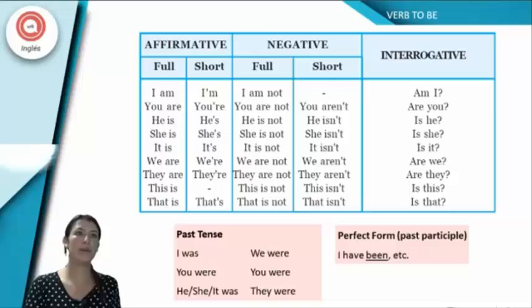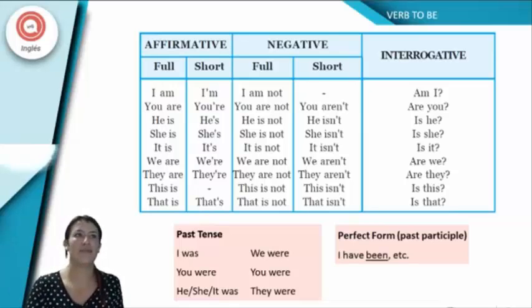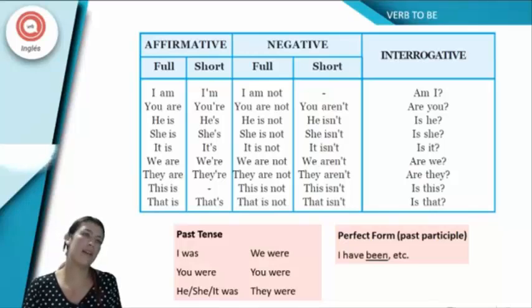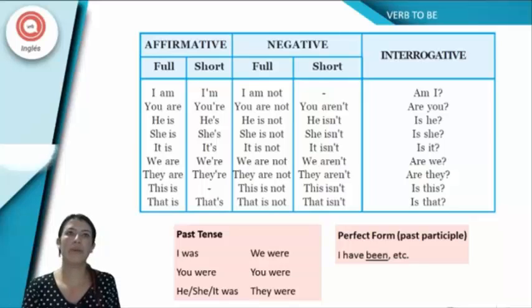Then we have the verb to be in past tense. As I said before, past tense is an irregular verb. The verb to be is an irregular verb. So we cannot add -ed at the end, okay? So the past of the verb to be is was and were. Was for the first person singular and were for the plural, okay? And for the third person, he, she, it, is was also. So remember, was and were are the past of verb to be.